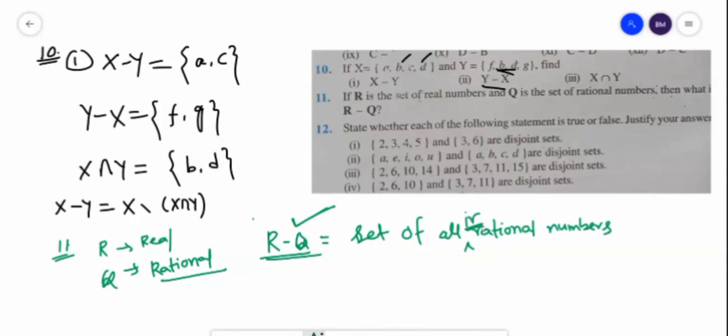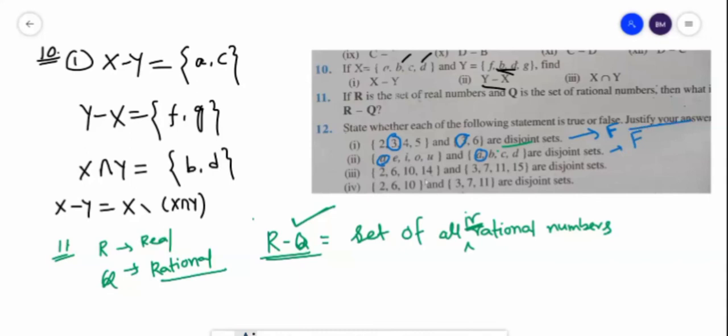Next, 12. State whether the following are true or false. Check whether they are disjoint sets. That implies there will be no common element, but we can see that there is one common element, 3. So the statement is false, as the intersection is non-empty. Next, A, B, C, D, are they disjoint? Same problem, this A is there. So this is also false. Justification same: intersection not equal to empty.